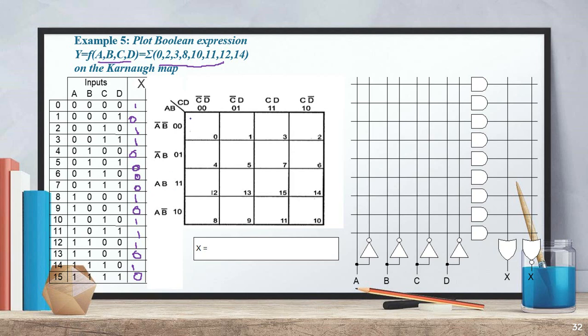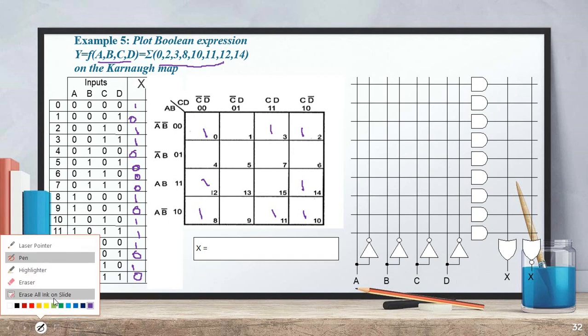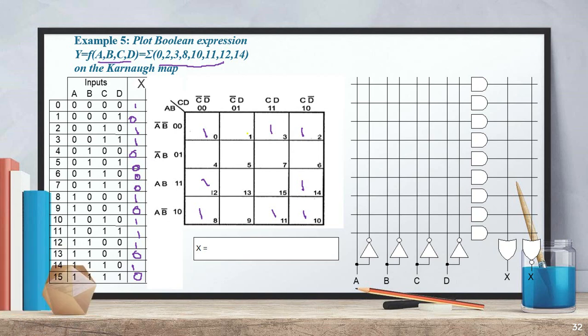Now we can make a K-map using this truth table. From the given example, 0 is present here, next 2 is present as 1, 3 is present as 1, 8 is present as 1, 10 is present as 1, 11 is present as 1, and then search for 12 and 14. This is how you make it 1, and whichever portion is not there, simply make it 0. So that portion is filled with zeros.